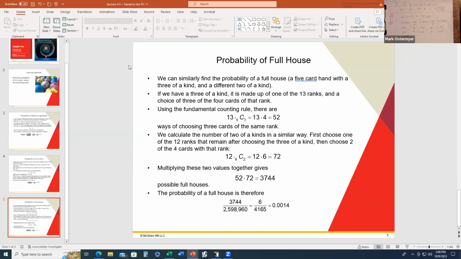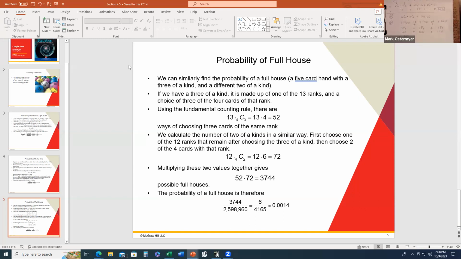Now, if we have 3 of a kind, it is made up of one of 13 ranks. Do you agree? In other words, there's 13 ranks per suit. There's a card that's ranked an ace, a card that's ranked 2, 3, 4, 5, 6, 7, 8, 9, 10, one that's a jack, one that's a queen, and one that's a king. There's 13 different ranks per suit.